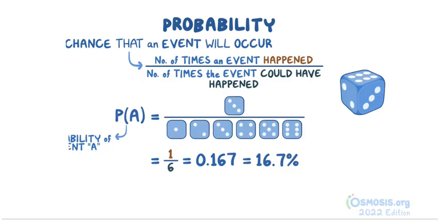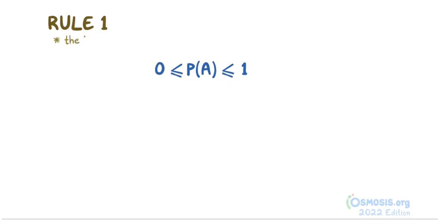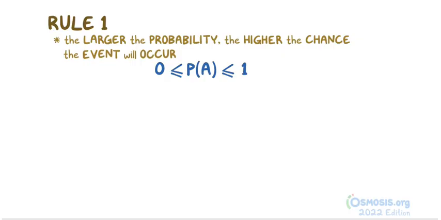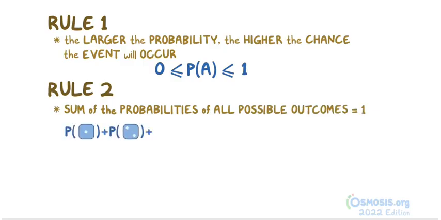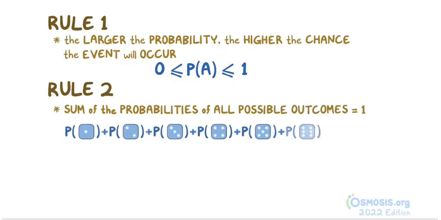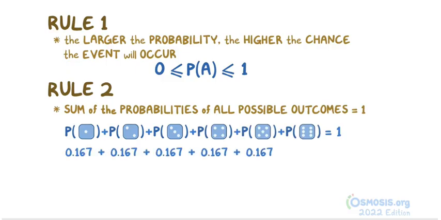Now, there are 8 basic rules in probability. The first rule states that the probability of event A can range anywhere from 0 or 0% to 1 or 100%. The larger the probability is, the higher the chance that the event will happen. The second rule states that the sum of all probabilities of all possible outcomes has to equal 1. For example, the probability of rolling each side of the die is 0.167, and when we add up 0.167 six times, it equals 1.